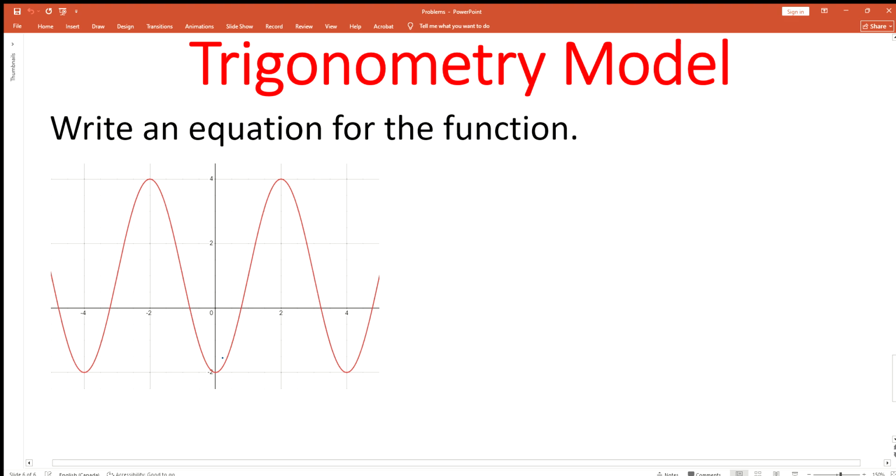As you can see in this graph, the maximum value for the function is 4. And the minimum value for this function is -2 because that's the lowest value on the graph along the y-axis. We can use these two values to find the amplitude and the vertical translation or the midline of this graph. Let's start with the amplitude.